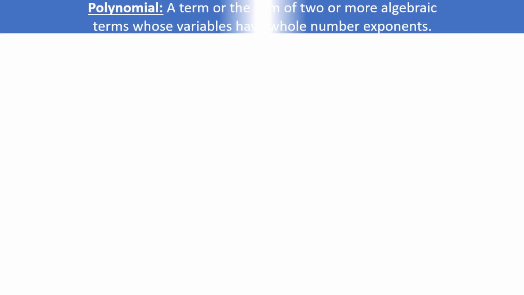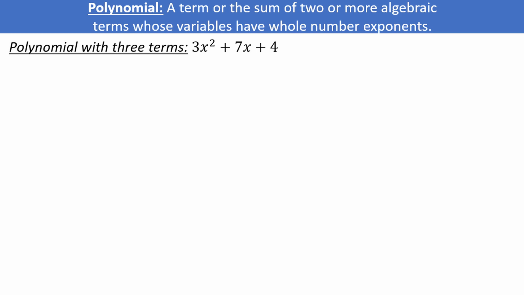Welcome, my friends! This video will focus on how to build a polynomial if we know the zeros of the polynomial. But first, let's review what a polynomial is. A polynomial is a term, or the sum of two or more algebraic terms whose variables have whole number exponents. For example, 3x squared plus 7x plus 4 is a polynomial with three terms. The terms are 3x squared, 7x, and 4.